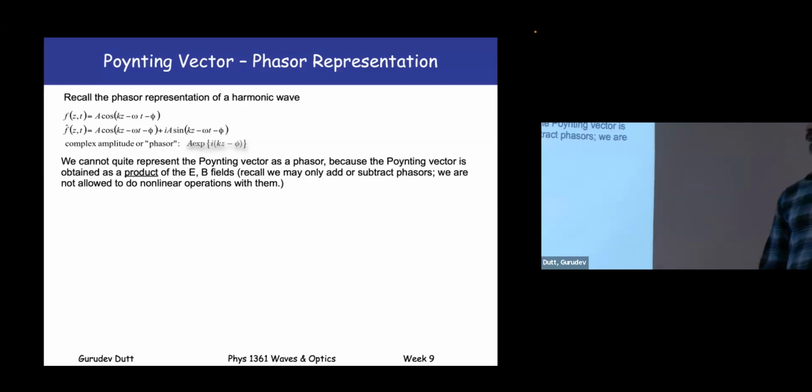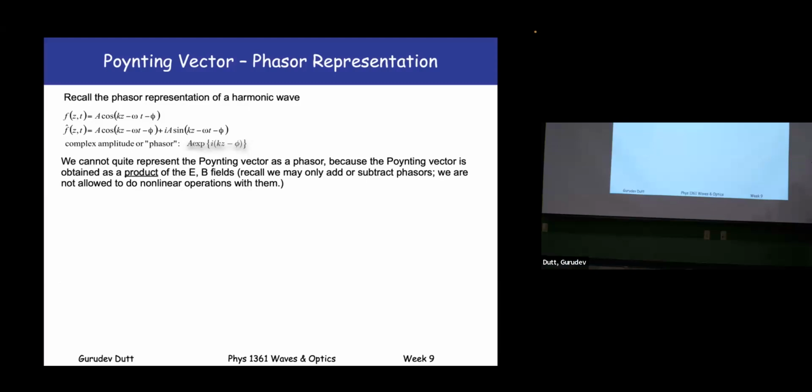So again, the same problem with the Poynting vector. You may remember the Poynting vector is the square of the harmonic wave. It goes as E squared. Because the Poynting vector is obtained originally, if you look at the original definition, it's E cross B, which we showed was proportional to E squared.